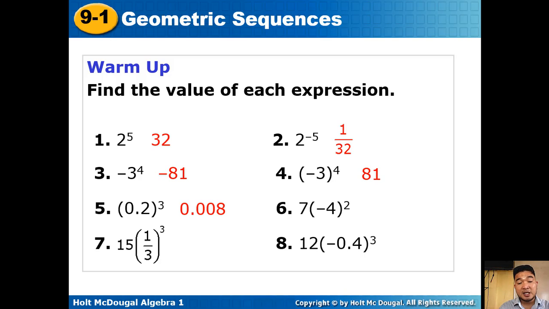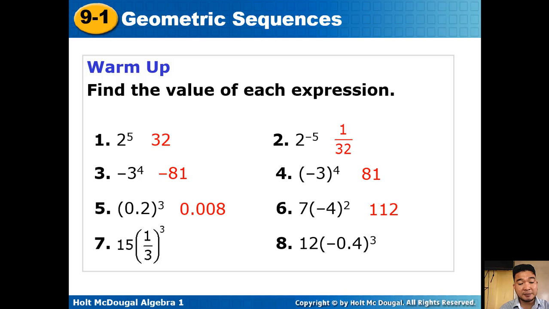Number 6 is 7 times negative 4 squared, which is equal to 112, because you have to first solve for negative 4 squared and that is equal to 16, times 7 is 112.